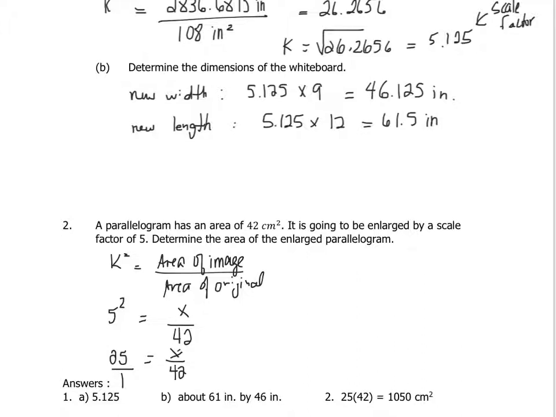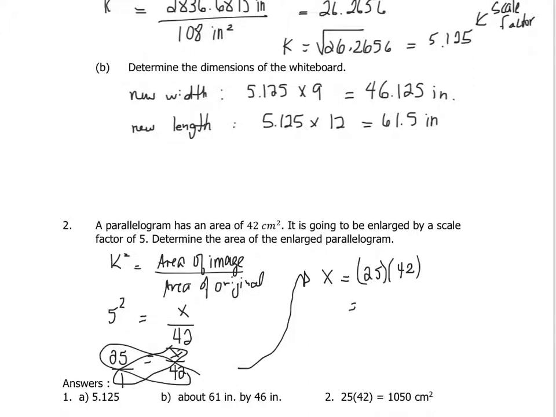And that's the same as 25 over 1, so we can cross multiply and get x is 25 times 42, which is 1050. That x represents the area, so the units are centimeters squared, not inches, because it has to be the same units as the original. So it would be centimeters squared, the new parallelogram, which is enlarged, so that does make sense that it's larger than the original of 42. And it should be 5 squared times larger.